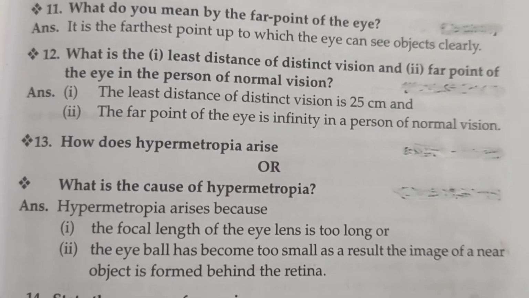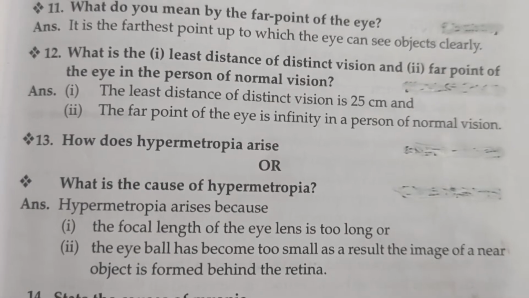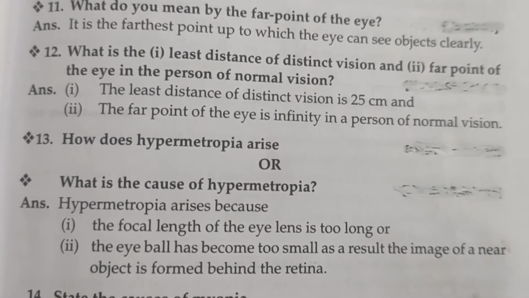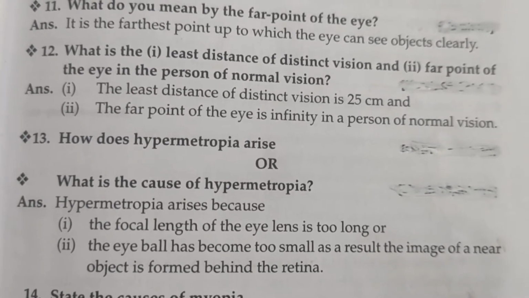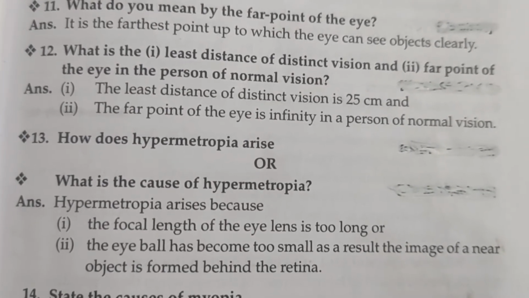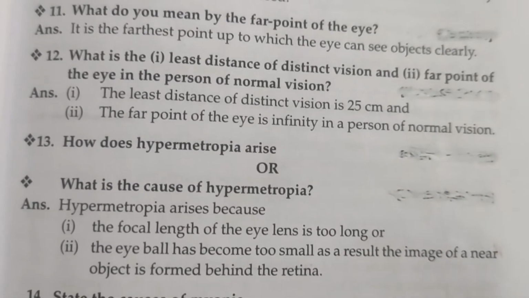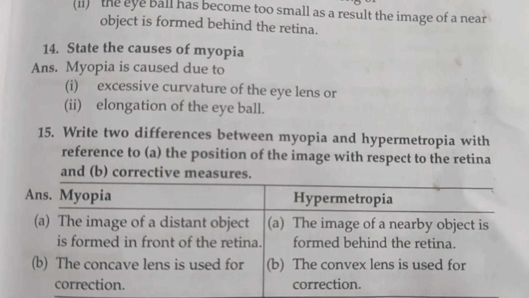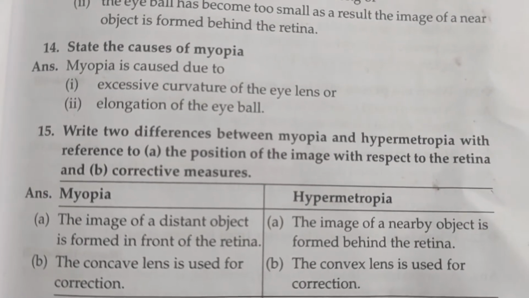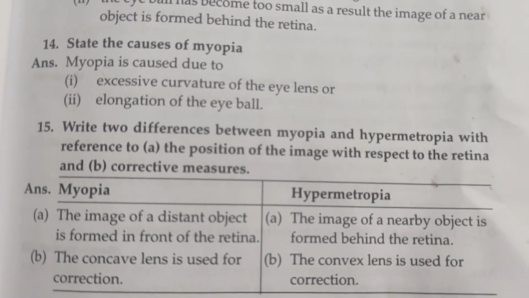How does hypermetropia arise, or what is the cause of hypermetropia? Hypermetropia arises because the focal length of the eye lens is too long or the eyeball has become too small. As a result, the image of a near object is formed behind the retina. Causes of myopia: myopia is caused due to excessive curvature of the eye lens or elongation of the eyeball.